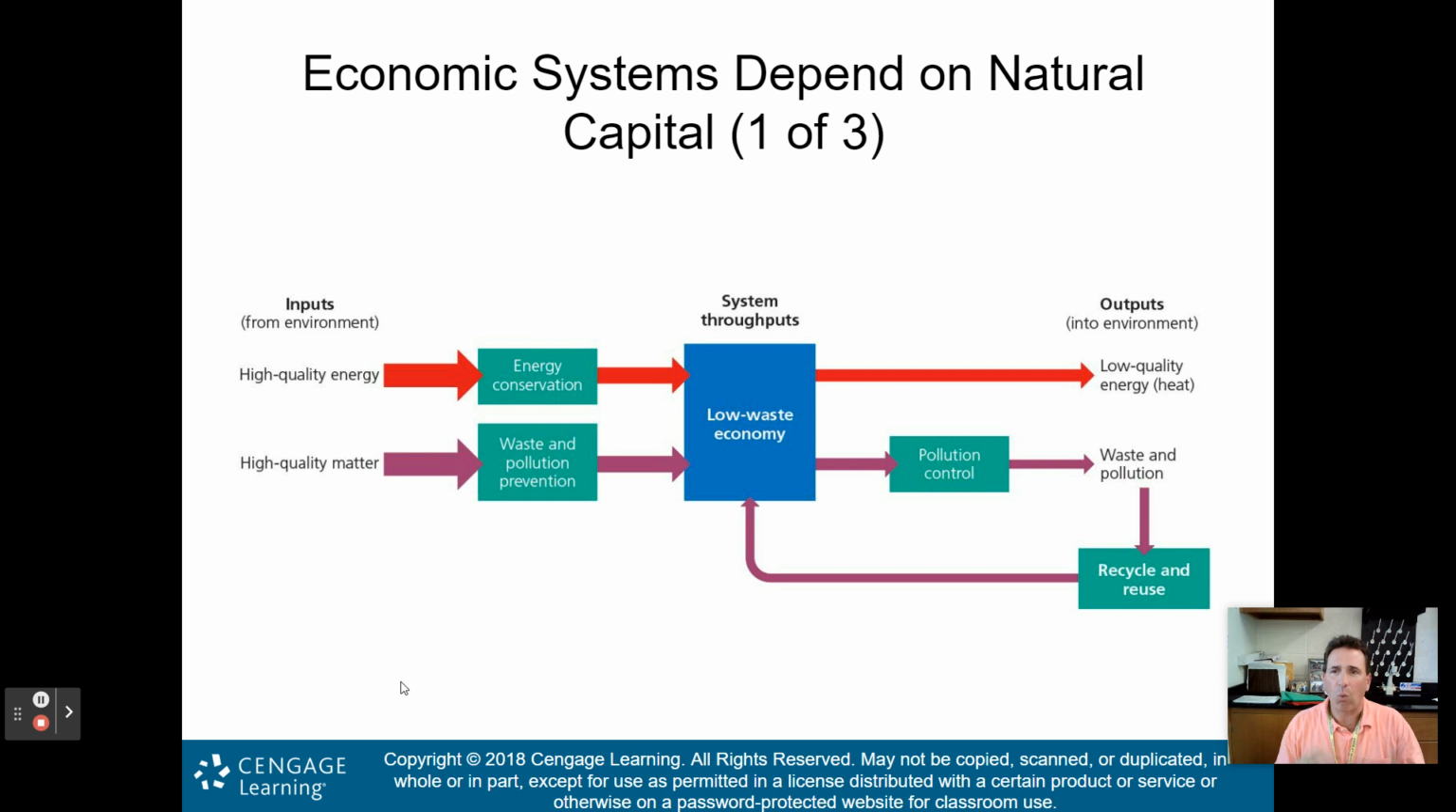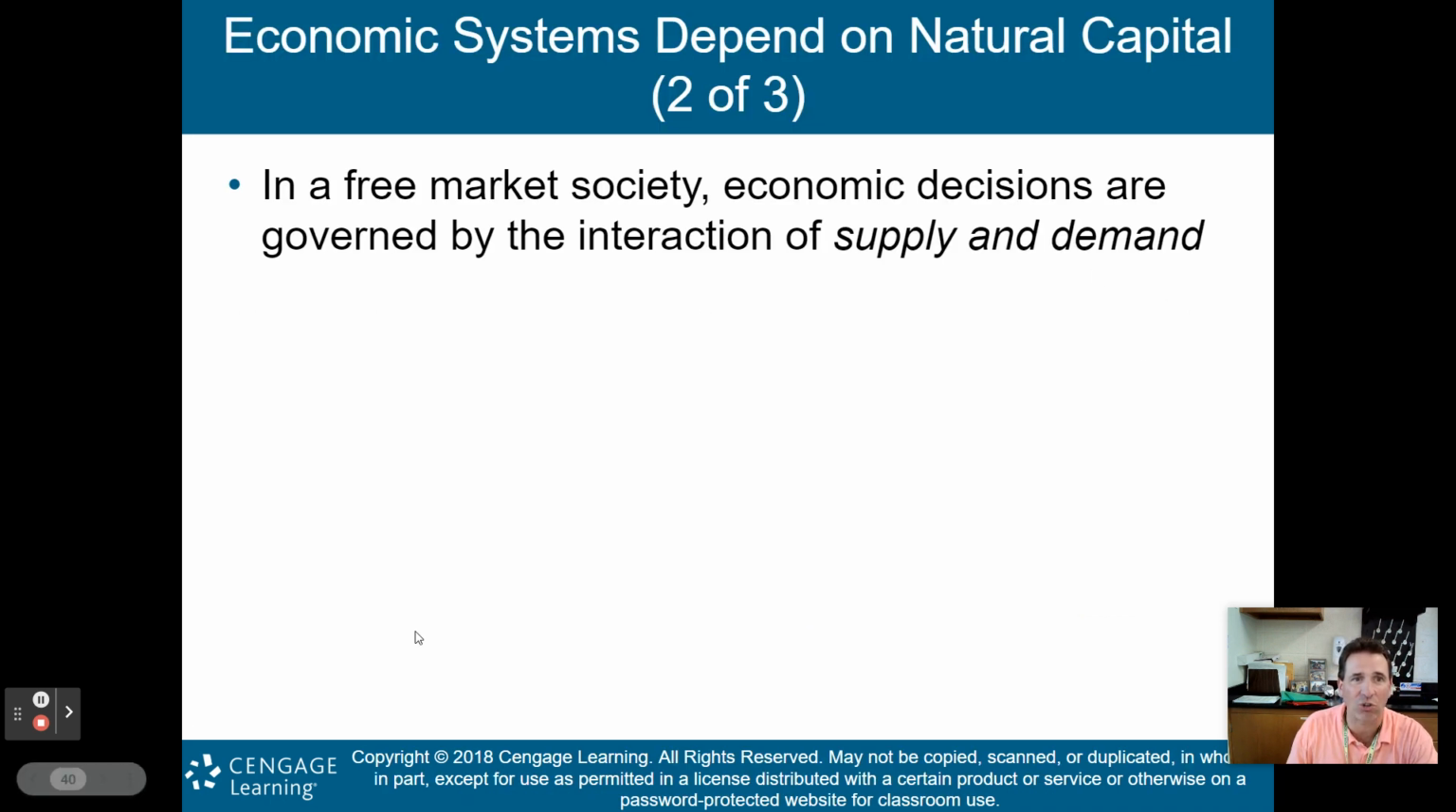All right, so what does that mean? Well, you'll notice inputs from the environment, right? We have high quality energy and matter that then go through some energy conservation, waste and pollution prevention, to a system throughput here, which is a low waste economy that gives out some low quality energy heat or some pollution control that we can then recycle and reuse. All right, so again, these are the outputs, and they're all dependent on that natural capital.